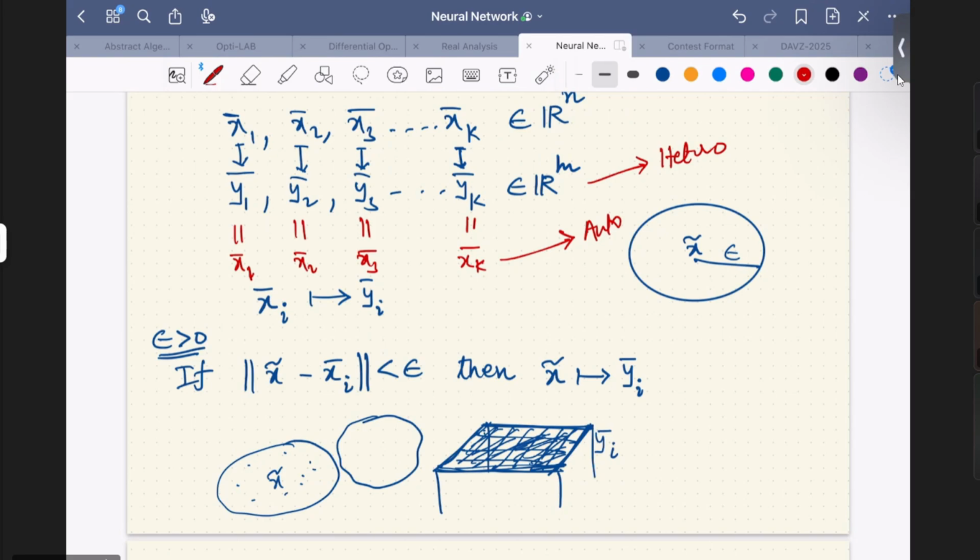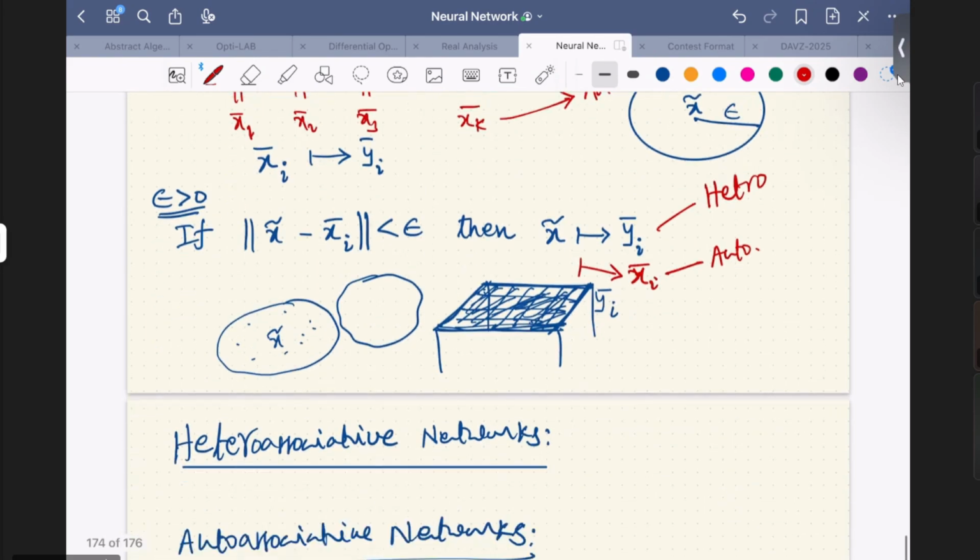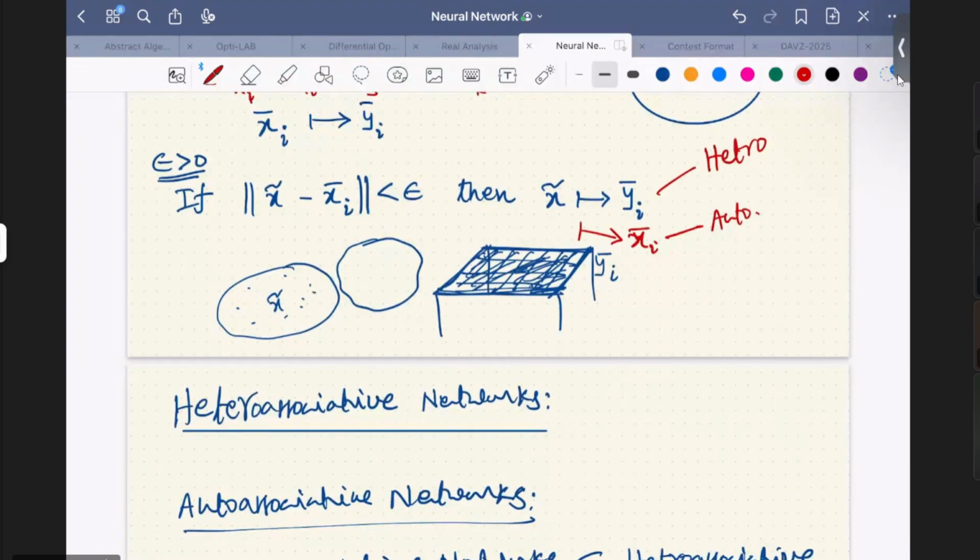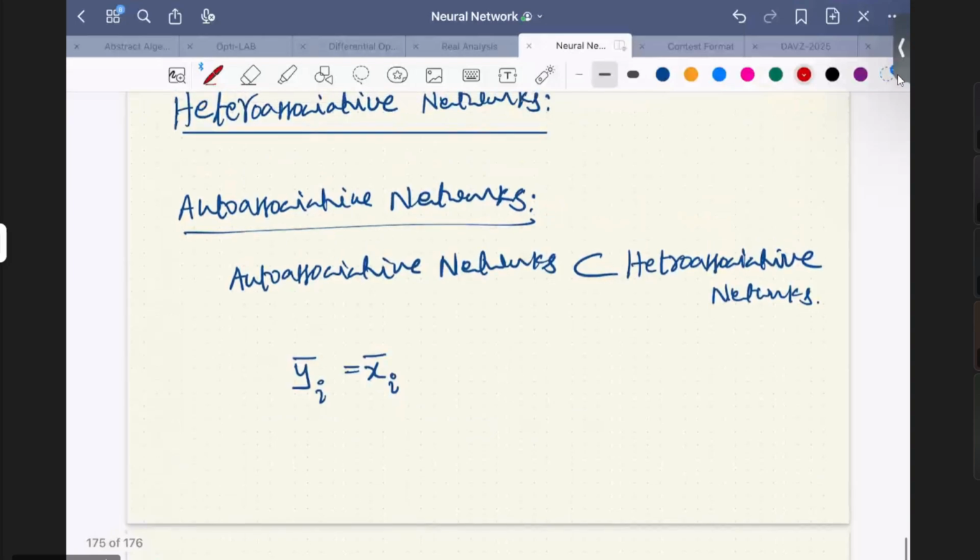I'm writing, this one is hetero association. If it is mapped to xi bar, then it is auto association. Don't get confused with both. We are looking for the same xi. Even if your x tilde is a distorted or spoiled version of the data, we are looking for the original data. That's what we started with. That is auto association.